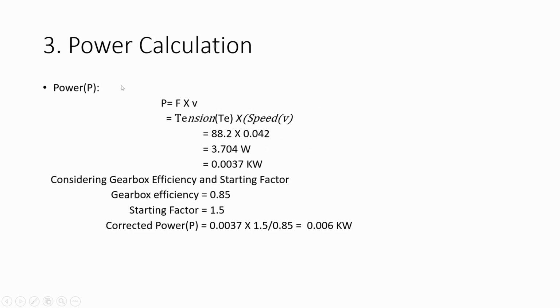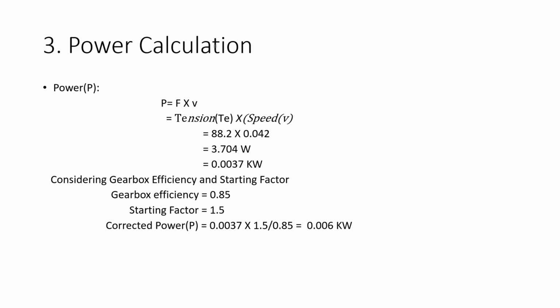Now moving to the next calculation, which is power calculation. As we are aware, the power formula is force times velocity. Force is nothing but the tension in the belt, and speed is the linear speed of the belt. The force we have calculated earlier is 88.2, and speed is 0.042. By multiplying we get 3.704 watts, and converting to kilowatt we get 0.0037 kilowatt. And now this is the theoretical power requirement.